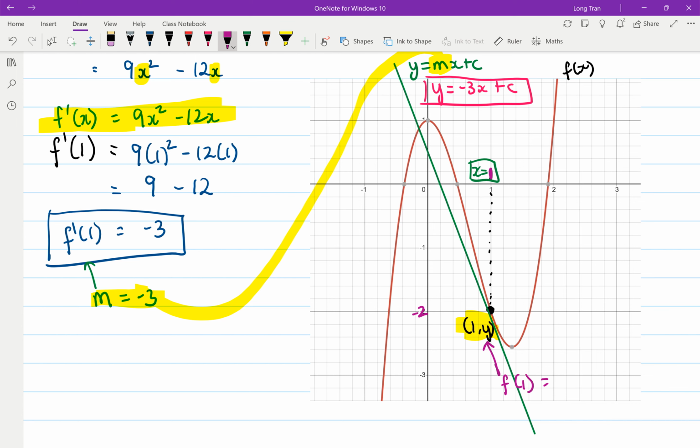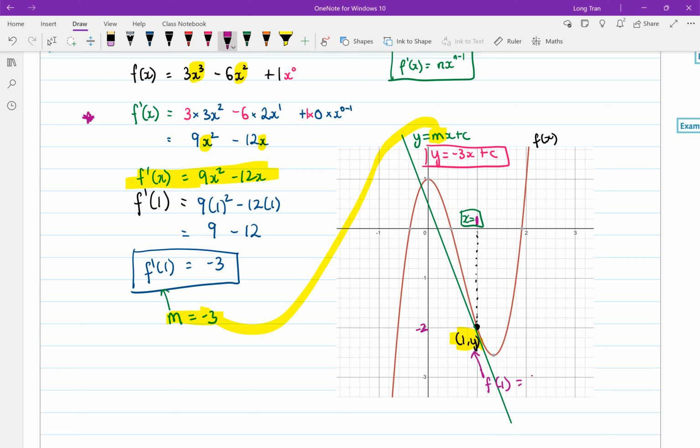So what was our function again? It was 3 times 1 cubed minus 6 times 1 squared plus 1. This gives you now 3 minus 6 plus 1. And you can see 3 minus 6 is negative 3. Negative 3 plus 1 is negative 2. That's how you would have got the y value. But look at this. That didn't take a lot of mathematics to do. Now that you know this coordinate, I'm going to fix that right here. This is now negative 2.